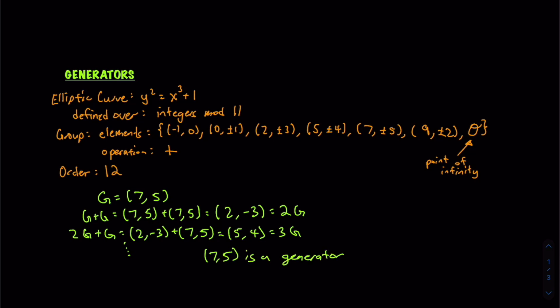Now, notation-wise, we like to use a capital G to represent a generator of an elliptic curve group. The capital is usually used to indicate to the reader that it is a point, an elliptic curve point, not just a scalar value.